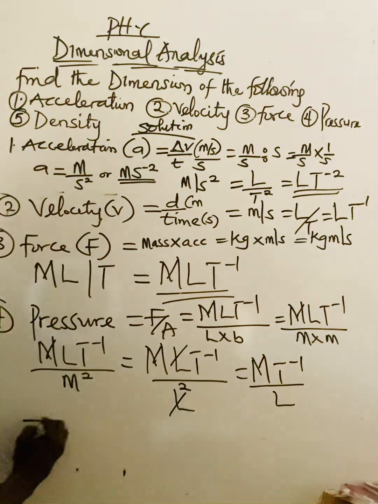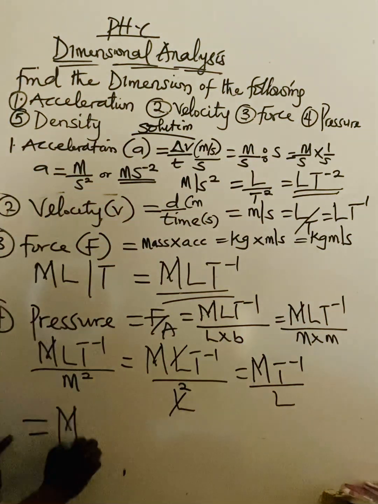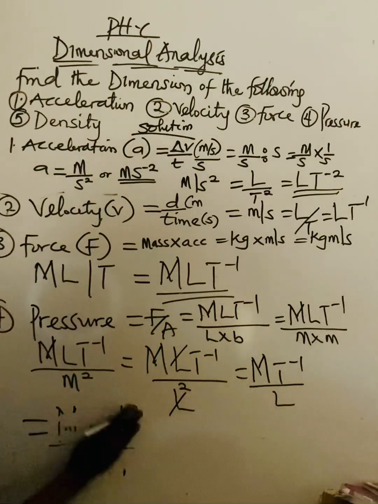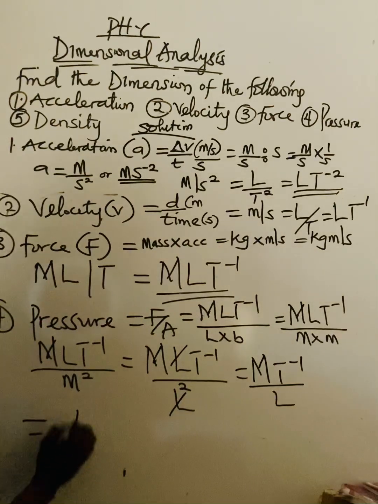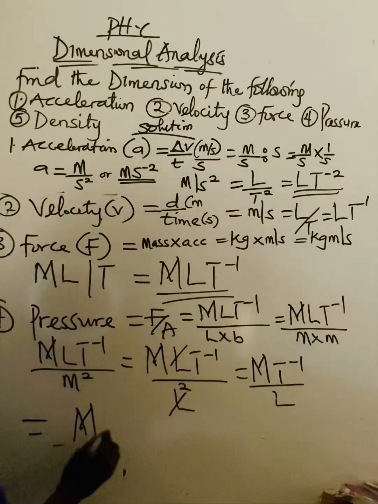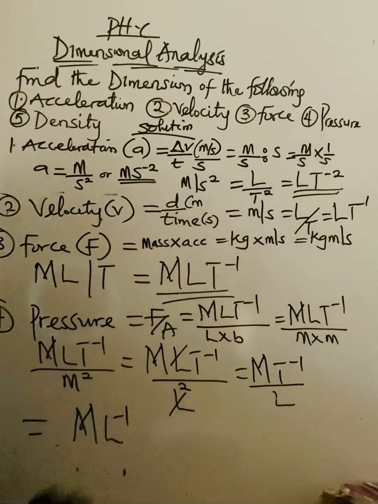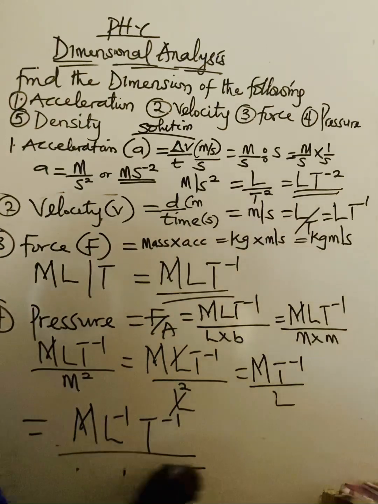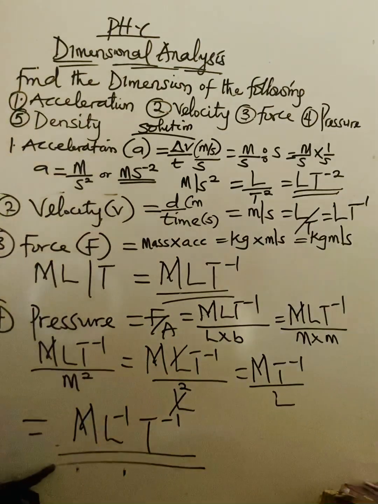So therefore, we are going to have it as M, and by the time this L moves up, it will give L inverse, then T to the power minus 2. And this is the dimension of pressure.